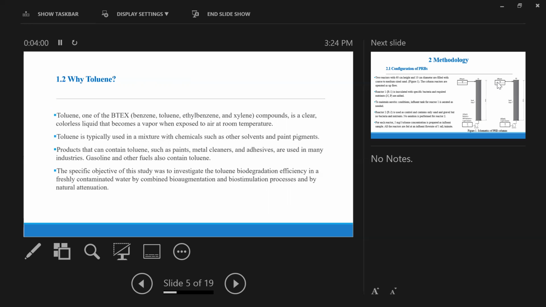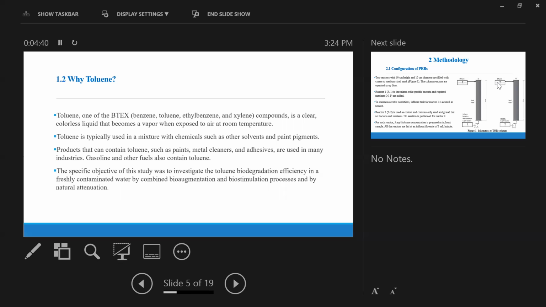In our study, we selected toluene as the contaminant. The reason we chose toluene is that it is one of the BTEX compounds, and BTEX is the major compound in gasoline. Toluene is also found in paint pigments and solvents, in adhesives, metal cleaners, and paints. So toluene is a very common compound found in industries, and it's one of the most common contaminants in the subsurface environment as well.